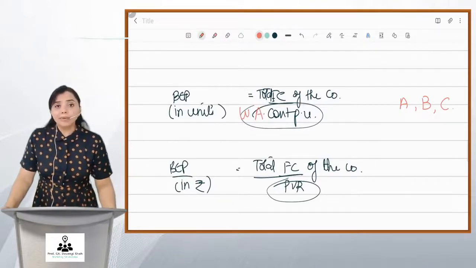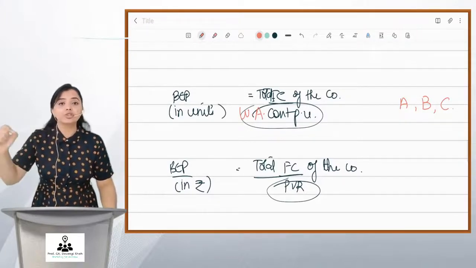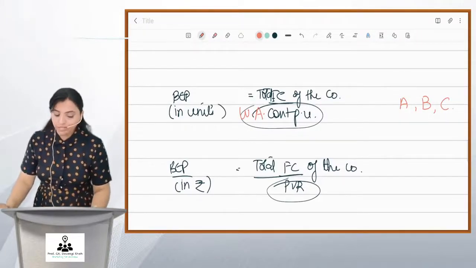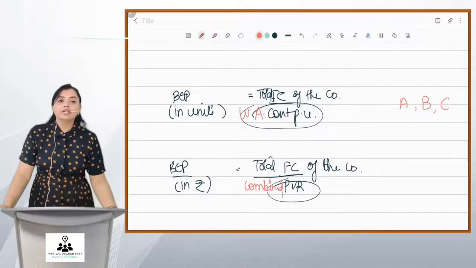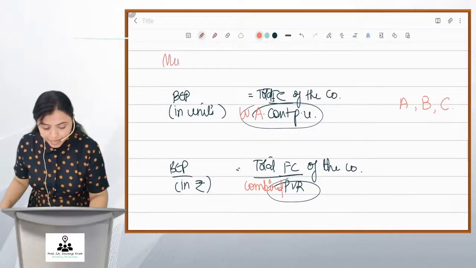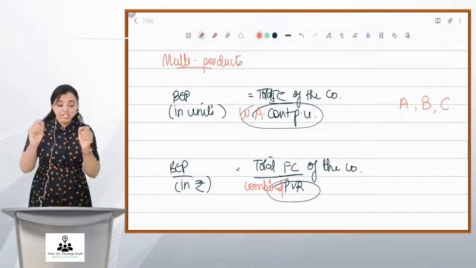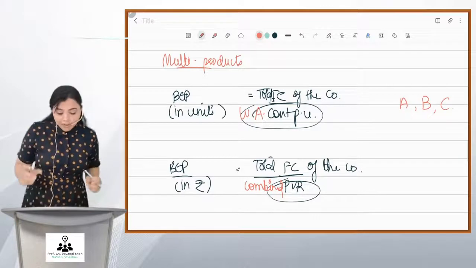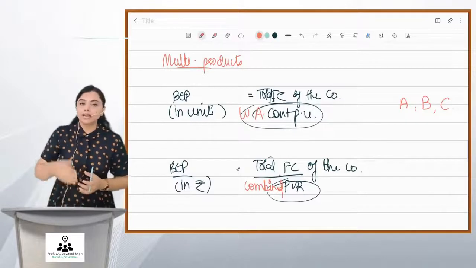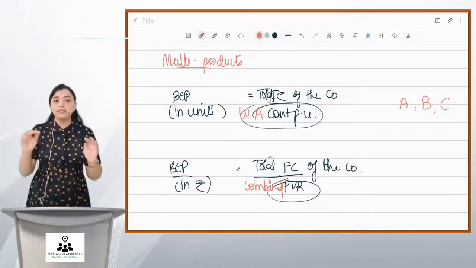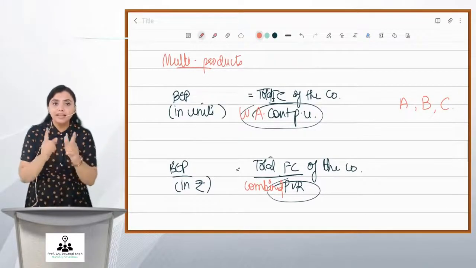So when you have multiple products, your formula will be total fixed cost of the company divided by weighted average contribution per unit. And in case of PV ratio, you can take weighted average PV ratio or you call it combined PV. Okay. So when there is multiple product, please note this, my friends. The formula will be total fixed cost of the company divided by weighted average contribution per unit. And when it is in rupees, it is total fixed cost of the company divided by combined PV ratio. Okay. Now, friends, let us try to apply this in illustration number 2.